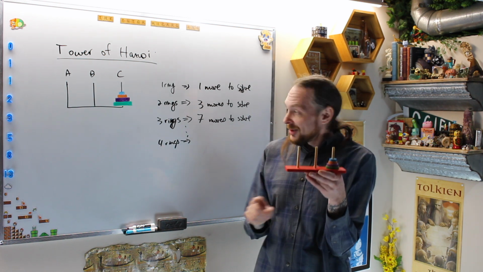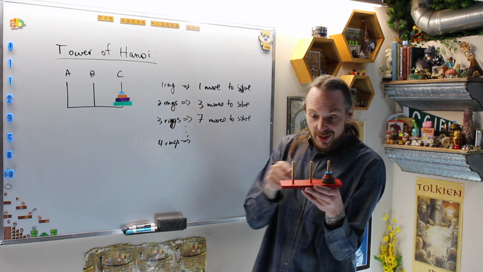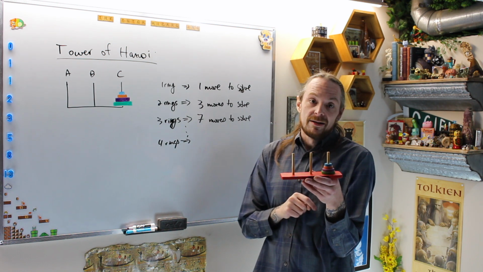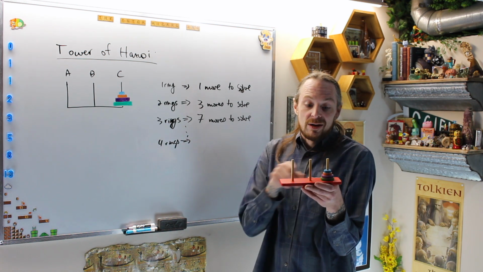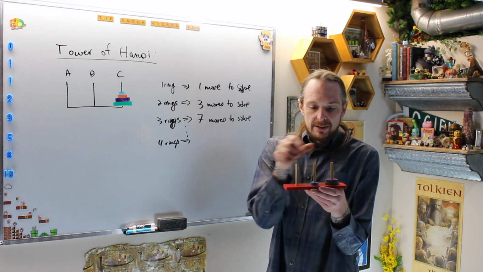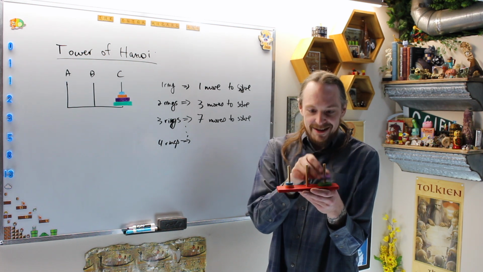So what I'm really actually going to do is solve the 3 ring puzzle, but I'm going to move it to this peg. So I'm going to solve the 3 ring puzzle right now, but on the middle peg. 1, 2, 3.